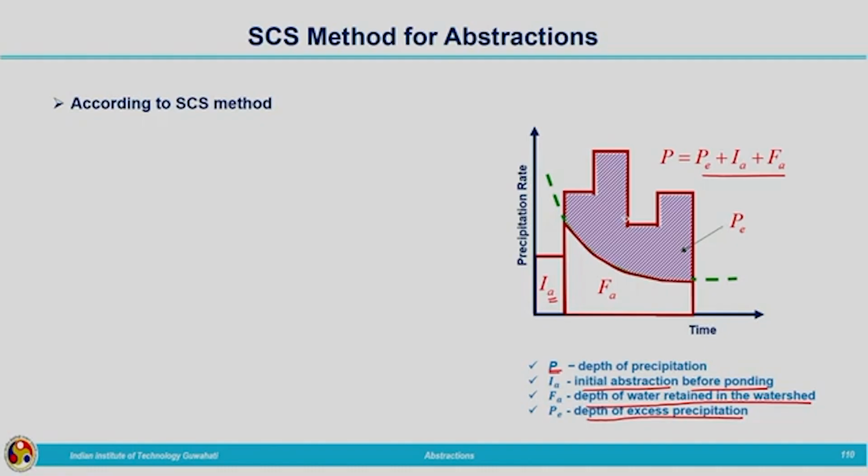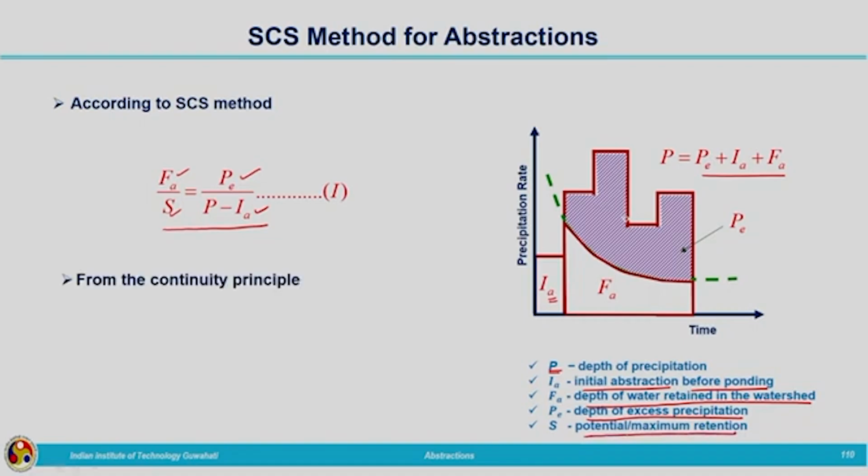According to the SCS method, that is the hypothesis which we have seen in the previous slide, it can be mathematically written as FA divided by S is equal to PE divided by P minus IA. That is, the ratio of actual retention to the potential retention is equal to the ratio of the actual runoff to the potential runoff. So, S is the potential or maximum retention.